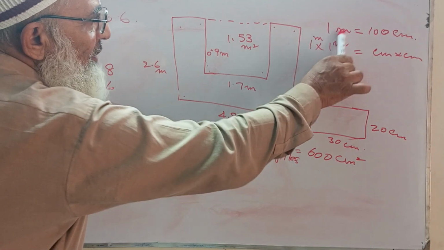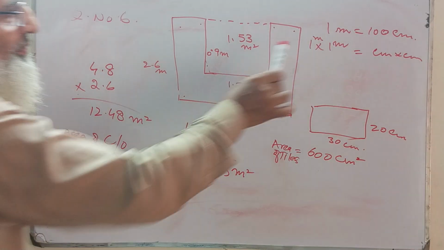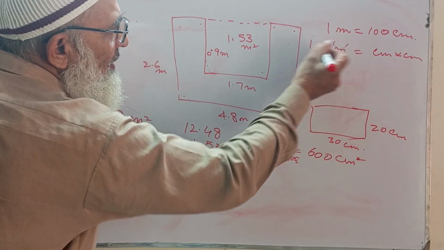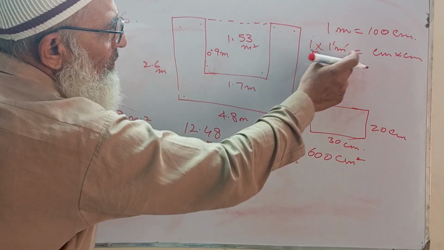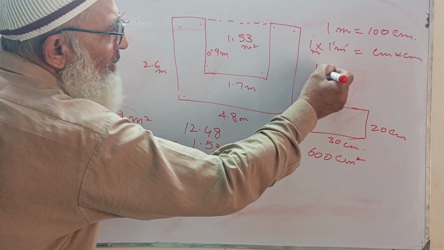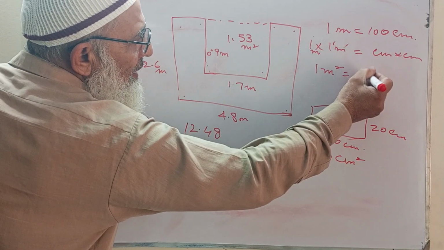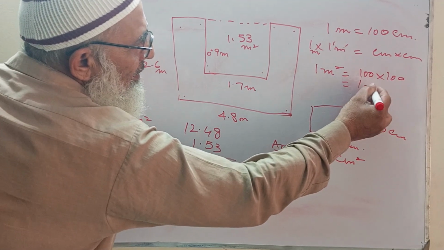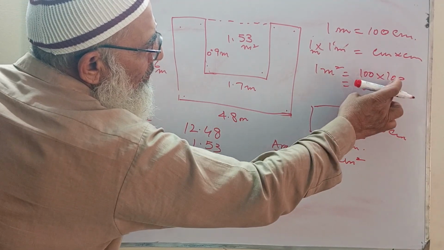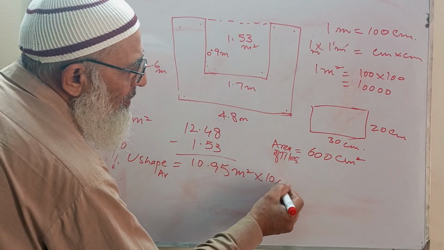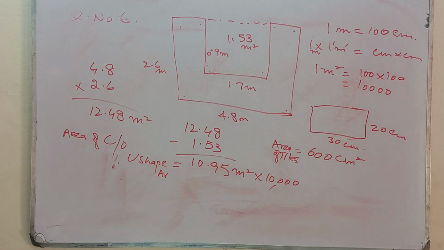You see that 1 meter is equal to 100 centimeters, and 1 meter square means 1 meter multiplied by 1 meter, which is 100 times 100 centimeters. So 1 meter square is equal to 10,000 centimeter square, four zeros. Now we have to multiply with 10,000.